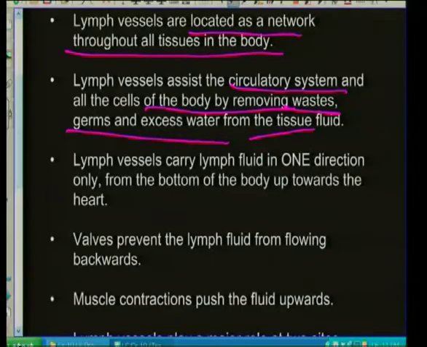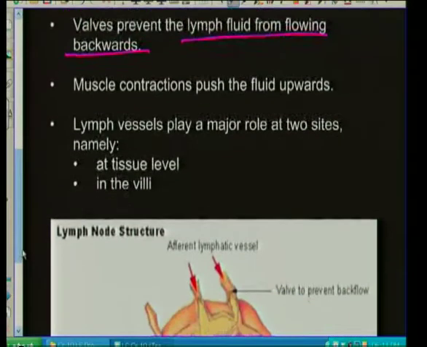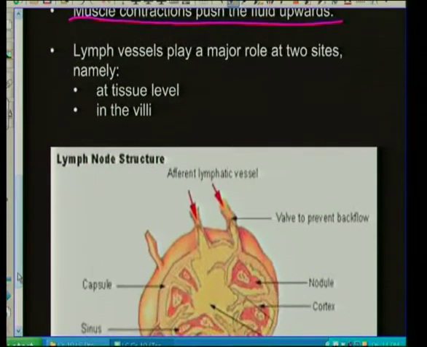Lymph vessels carry lymph flow in one direction only, from the bottom of the body upwards to the heart. The valves prevent lymph fluid from flowing backwards, again, because there's no pressure there, and muscle contractions push the fluid upwards. Lymph vessels play a major role at two sites, at tissue level and in the villi.